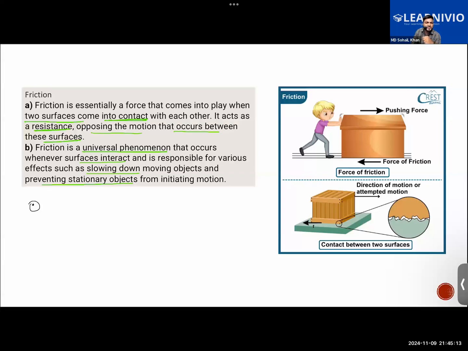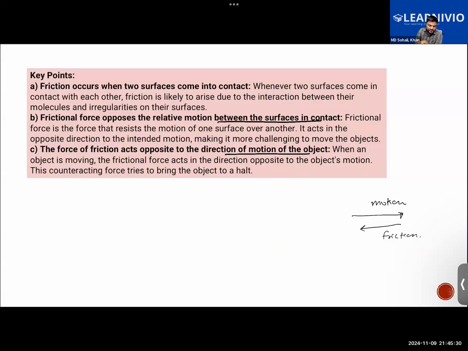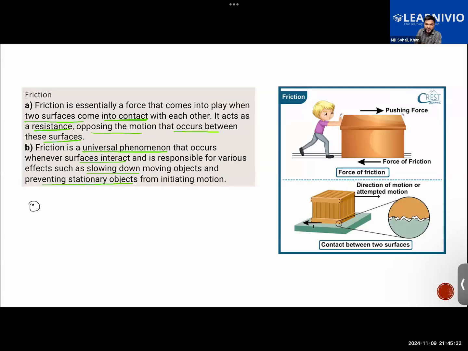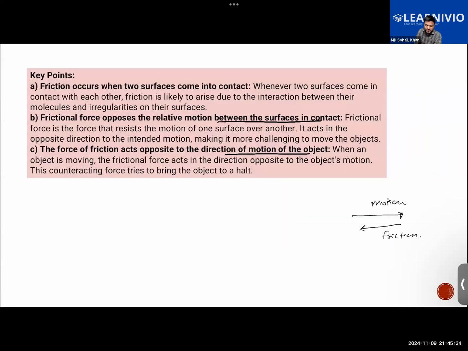Plus, we learned that friction is a universal phenomenon that occurs every time, everywhere. Every two surfaces will be interacting with each other, no matter what shape, what size, and what medium. So friction is always existing. We learned that friction is because of the irregularities between the surfaces of the objects.